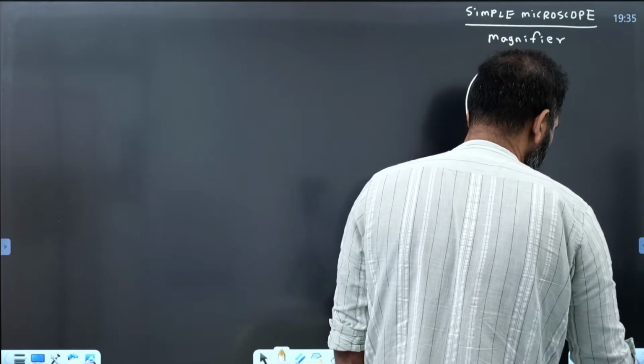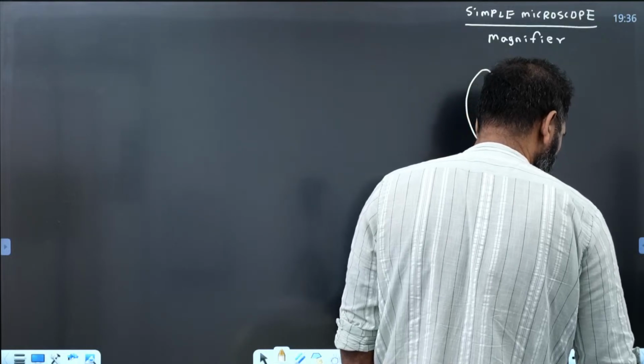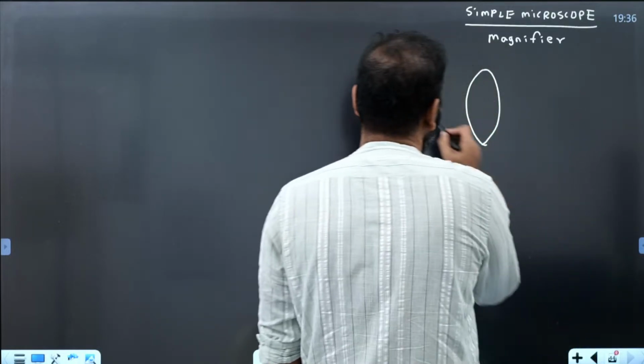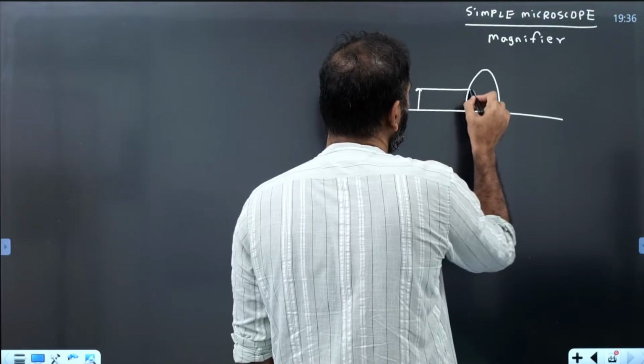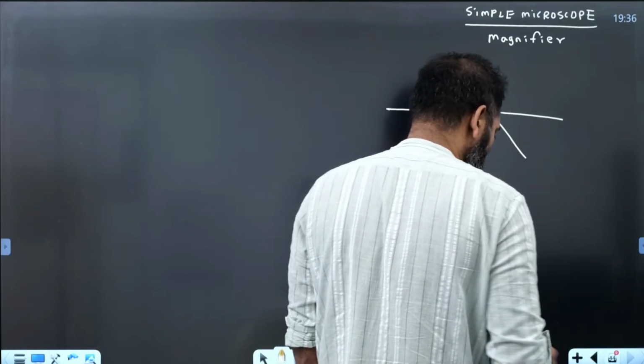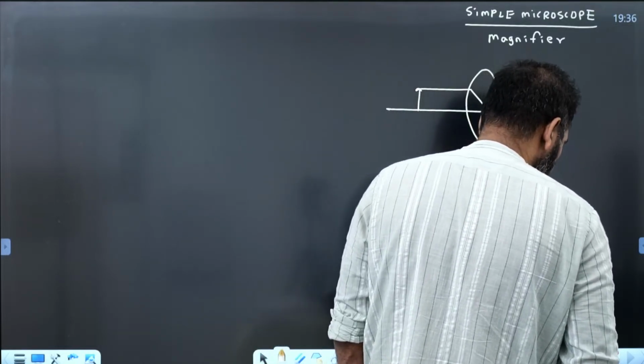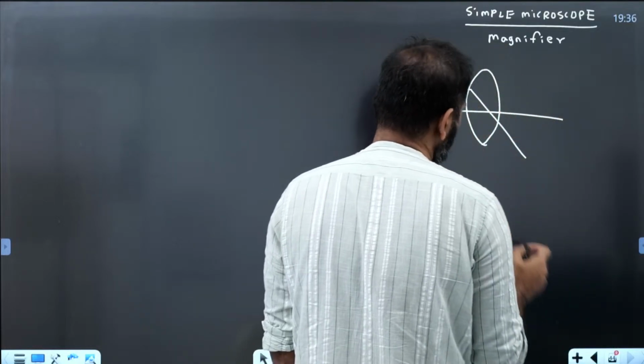In a simple microscope, we use a convex lens of short focal length. What is a simple microscope? What do we use? A convex lens of short focal length.